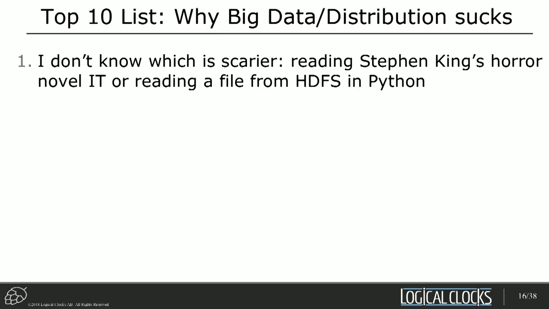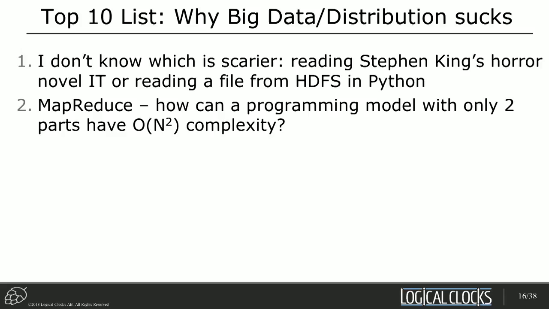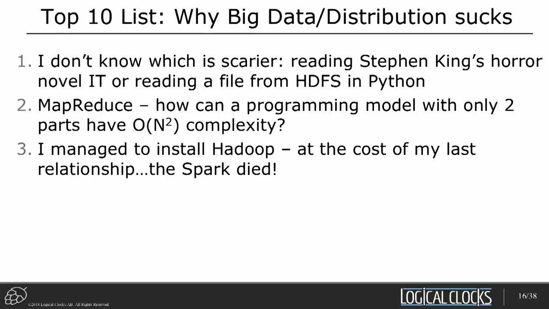Number two, MapReduce. How can a programming model with only two parts have quadratic complexity? I don't know, it's a miracle, a mystery. Number three, I managed to install Hadoop at the cost of my last relationship. The spark died. Something had to give, and it wasn't going to be Hadoop. Number four, Jupyter's down again. Some service you never heard of stopped it from working.